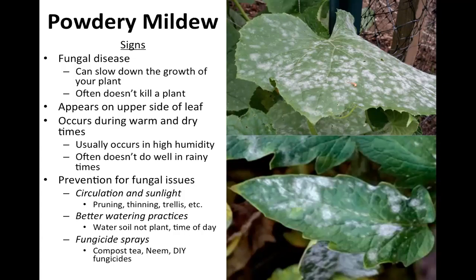Again, don't water at night. It's all right every once in a while, but don't make it a habit, or you're going to get some fungal issues, unless you're using drip irrigation. And this is where neem helps, compost tea, any kind of fungicide will help treat it. But most of the time, powdery mildew is not too bad. It usually doesn't kill the plant. It will slow it down a little bit, but it usually doesn't kill the plant.